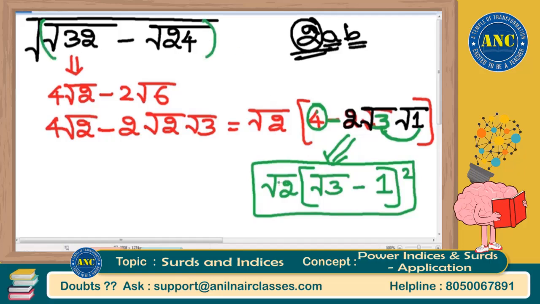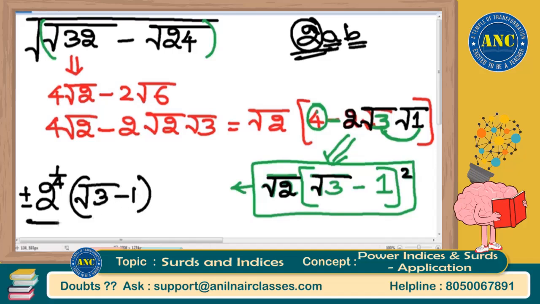But I want to take the square root of this expression. Square root of this expression ultimately will become root 2, which is nothing but 2 power 1 by 2. Again square root of it is 2 power 1 by 4, right? Because square root is plus or minus, I can write plus or minus also. And square root of root 3 minus 1 whole square will become root 3 minus 1. So this should be the final answer.